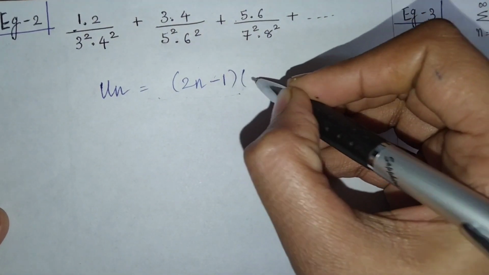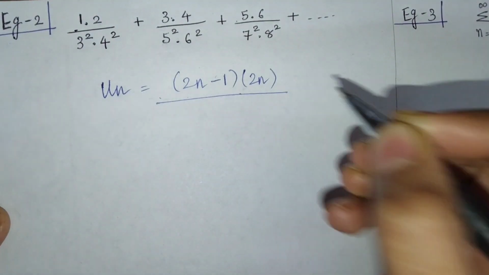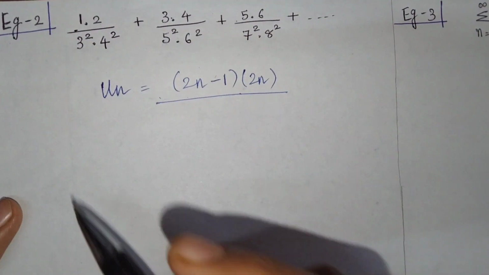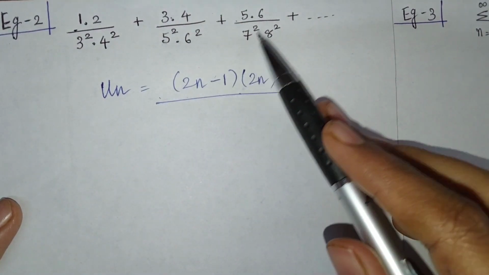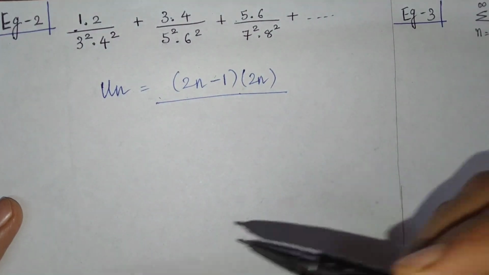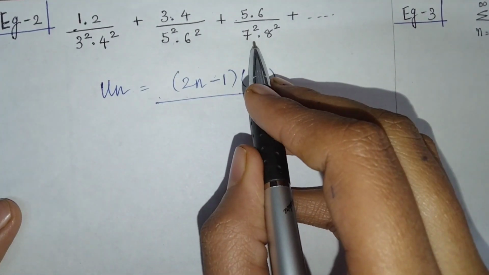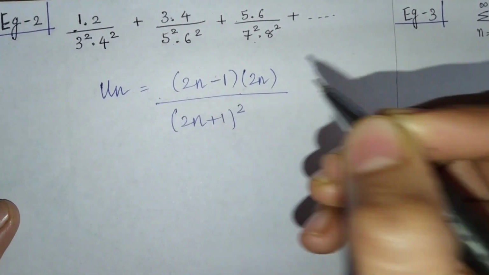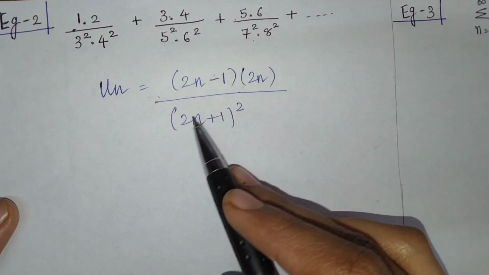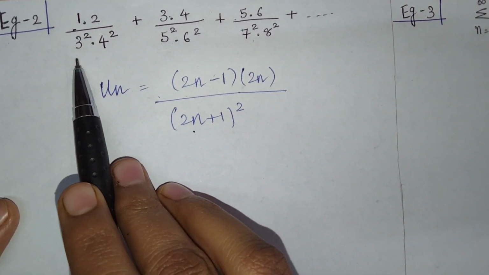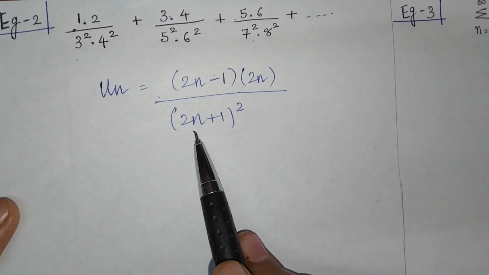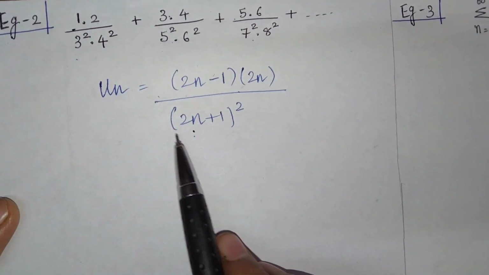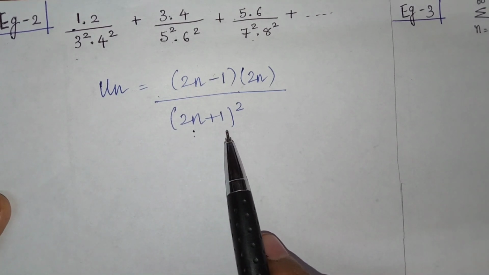So we can write 2n, and in the denominator part we have 3 square, 5 square, 7 square. So it is (2n plus 1) whole square term. That is, whenever you put n equal to 1, you will get 3 square. Whenever you put n equal to 2, you will get 5 square. So we can write here (2n plus 1) square.